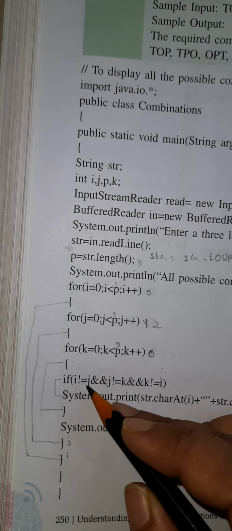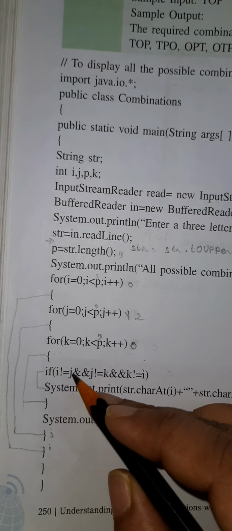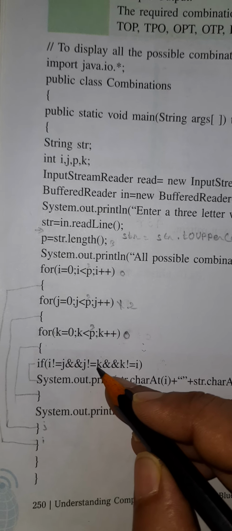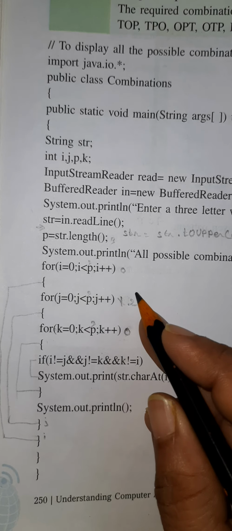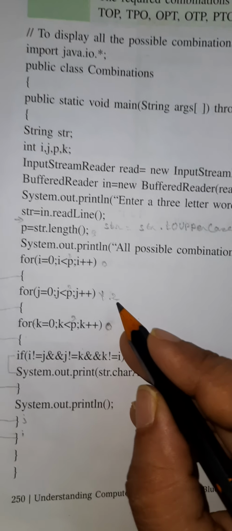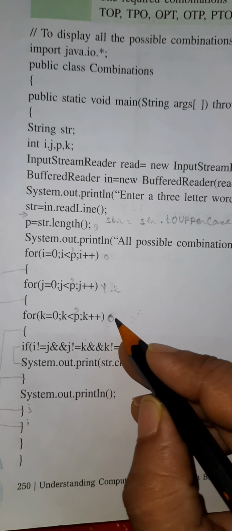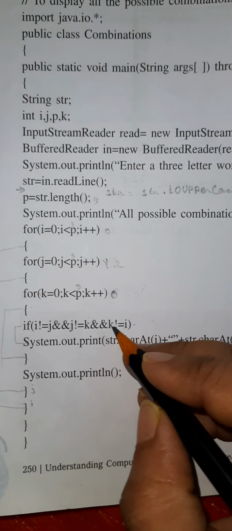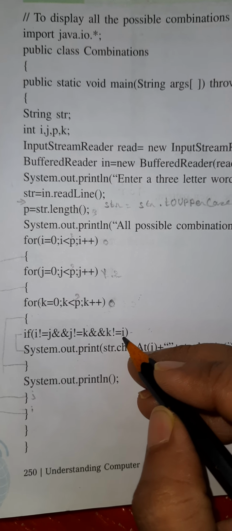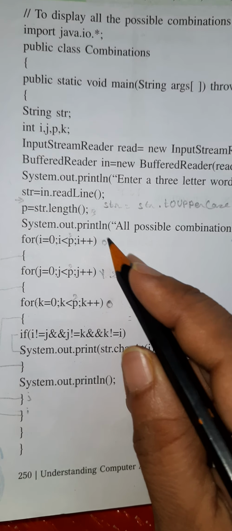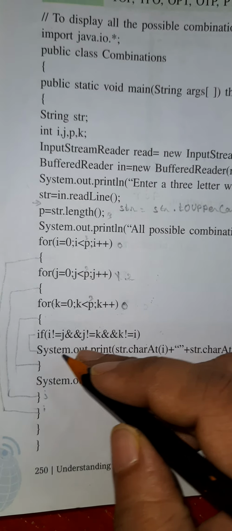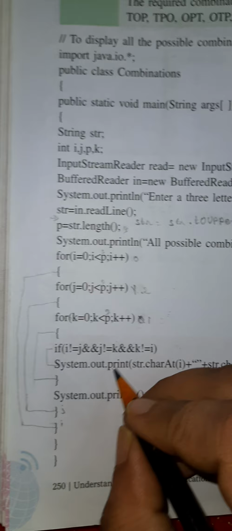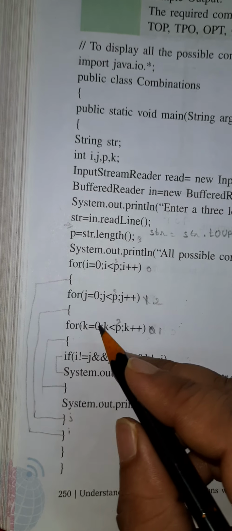So I is not equal to J. Yes, I is not equal to J. Condition true. J is not equal to K. J is 2, and 2 is not equal to K. Condition true. Then K is not equal to I? K is equal to I, so the condition is false. So here it will not do anything. Here again it will go to 1. I will change to 1.